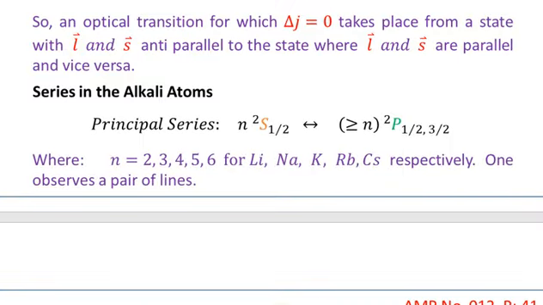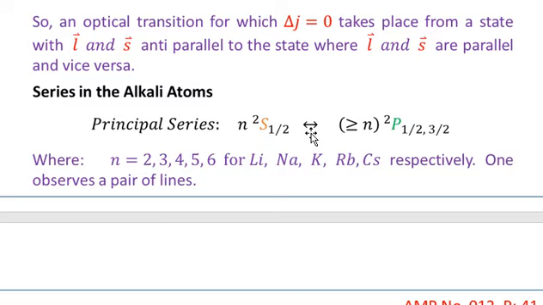Now I am going to discuss some series briefly, which I have already discussed in one of the previous lectures, especially on the lectures on alkali metal atoms. So, the principal series in the alkali metal atom, with the principal quantum number n, shows the transition from nP 1/2 and 3/2 to the 2S 1/2 level.